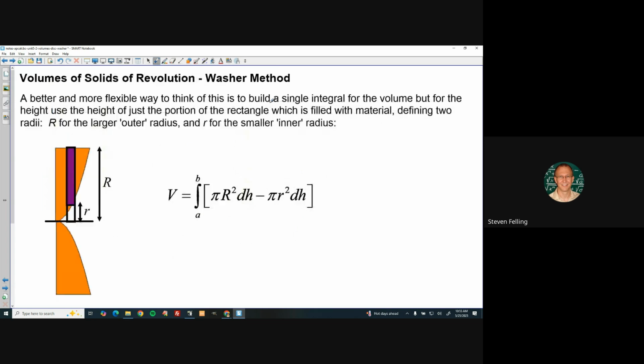So you can think of it as a capital R, lowercase r. The capital R is the edge of the material, and the lowercase r is the edge of the hole. And you're subtracting the two. I think it's actually safest to do this with two different integrals, and we'll see why in a second. And then just do another integral for this.